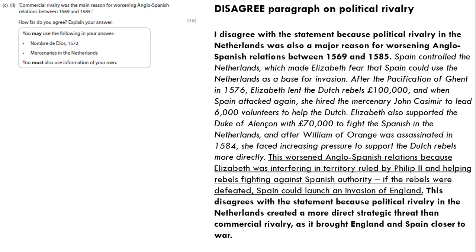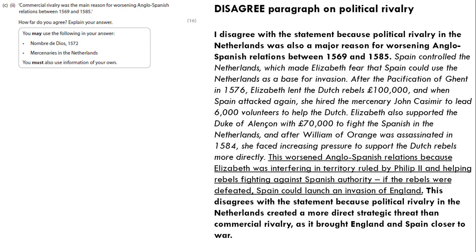again, she hired the mercenary John Casimir to lead 6,000 volunteers to help the Dutch. Elizabeth also supported the Duke of Alençon with £70,000 to fight the Spanish in the Netherlands, and after William of Orange was assassinated in 1584, she faced increasing pressure to support the Dutch rebels more directly.